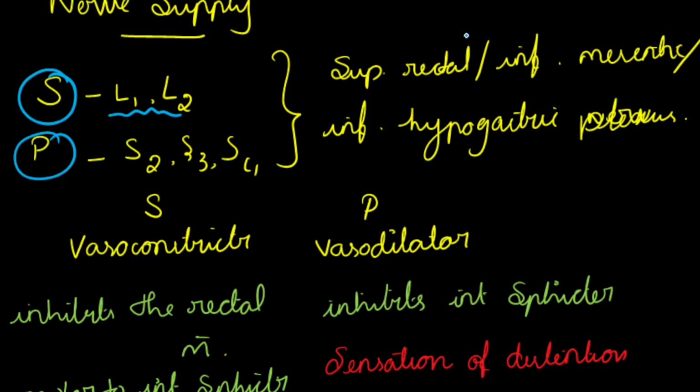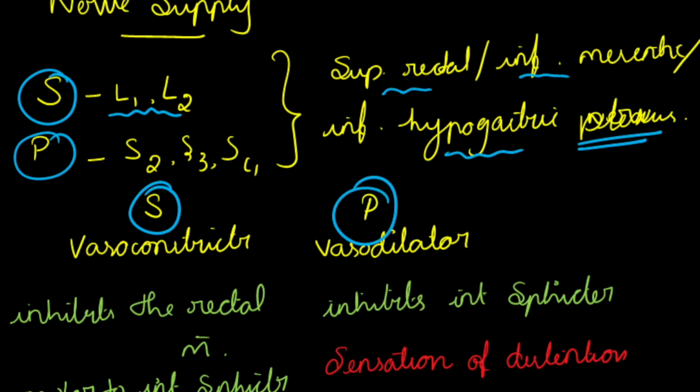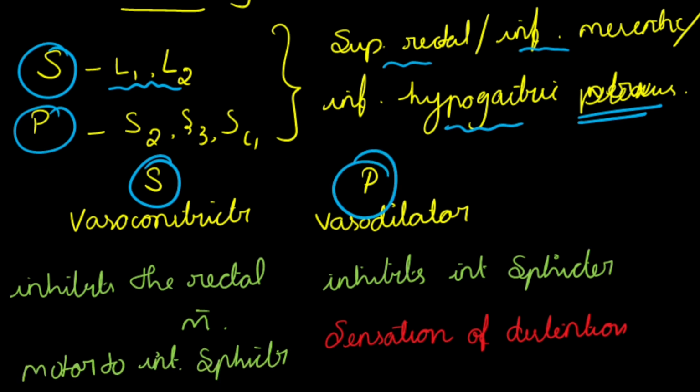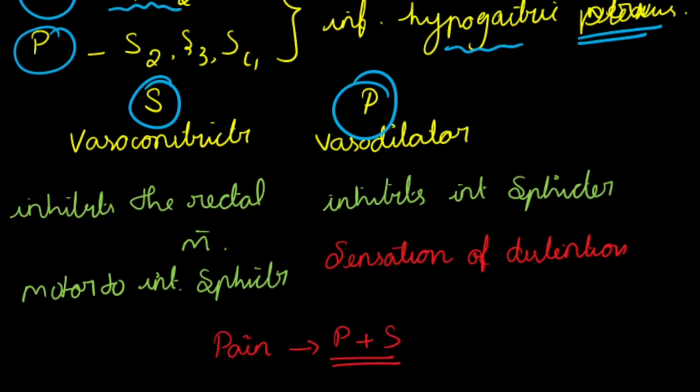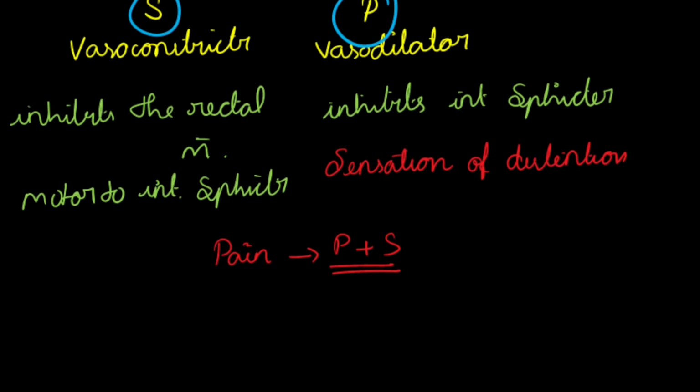Now regarding the nerve supply, the sympathetic supply is through L1 and L2, and the parasympathetic is through S2, S3 and S4, that is the pelvic splanchnic nerves, and this is mainly through the superior rectal, inferior mesenteric and inferior hypogastric plexus of nerves. The sympathetic activity is vasoconstriction, inhibition of the rectal muscle and motor to the internal sphincter, and the parasympathetic activity is vasodilatation. It inhibits the internal sphincter and carries the sensation for distension, and the pain sensation is carried by both the sympathetic and parasympathetic nerve plexuses.